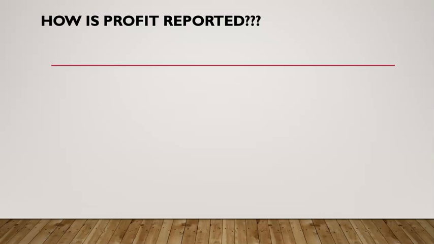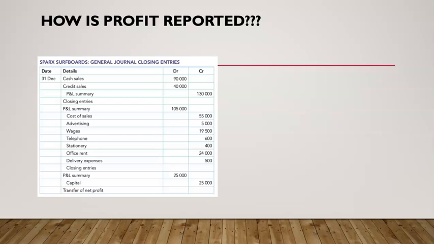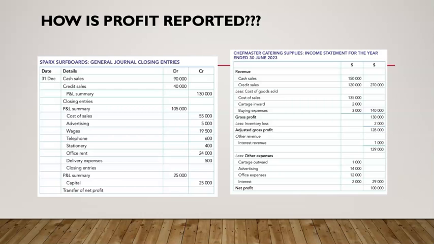How is profit reported? We could report it like the general journal entries here, and this is for Spark's Surfboards. So you can see we've closed off all our revenue and expense accounts and worked out our profit. And if you go all the way down to the bottom, you'll see that we have a $25,000 profit. We could also report our profit in an income statement like this. It's a different business, so we can't compare profit, but which one is easier to understand? You can see that the Chef Master, all the way down to the bottom, we've got $100,000 of profit, and it might be easier to work out why.